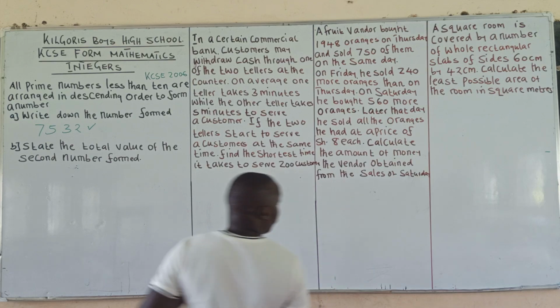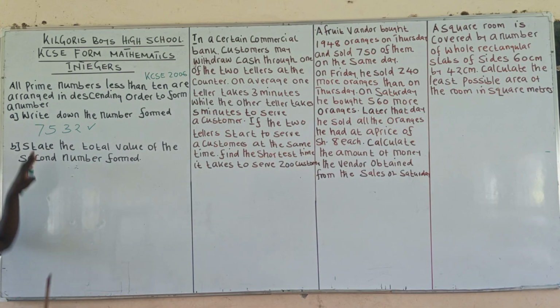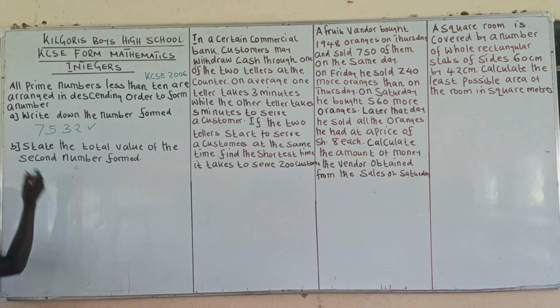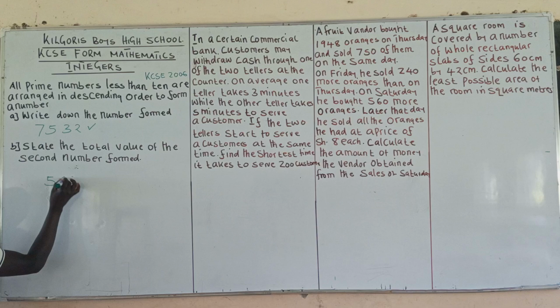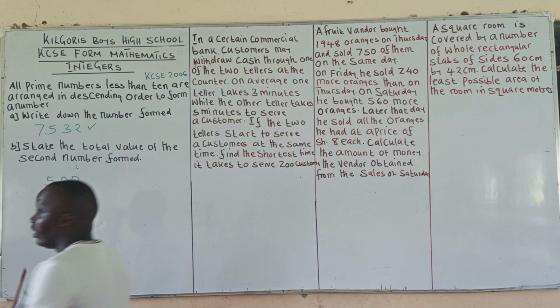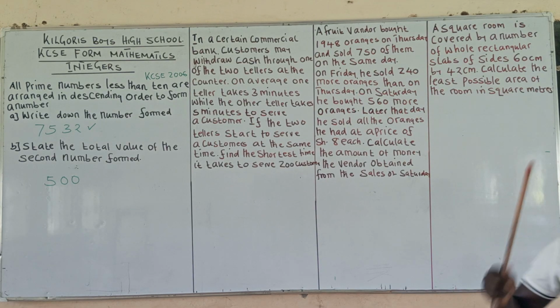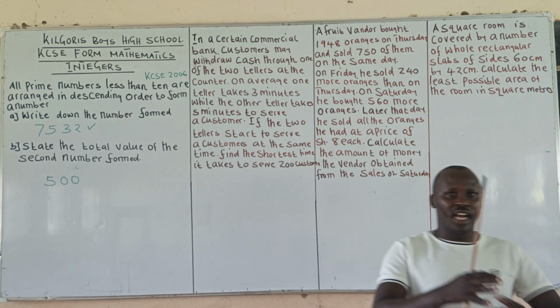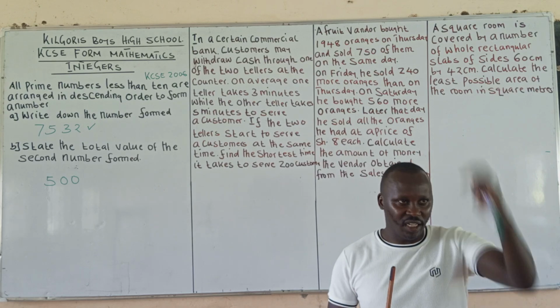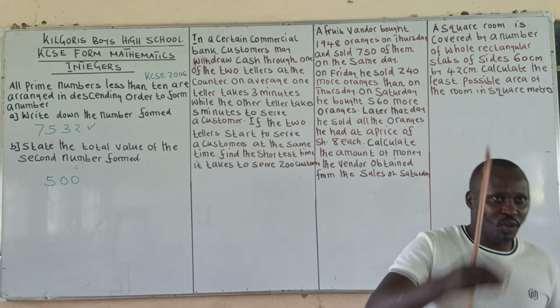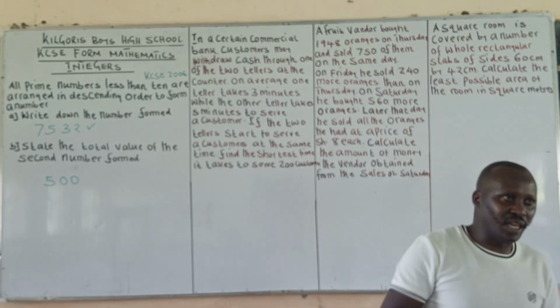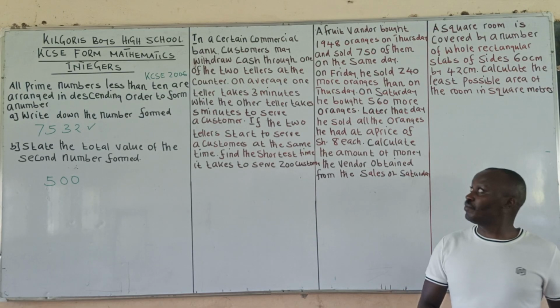Then the next question: state the total value of the second digit of the number formed. The second digit here is 5, so the total value of this digit is 500. This was just free marks in KCSE 2006. Apart from this one, understand what the even numbers are, the odd numbers, and also the prime numbers.